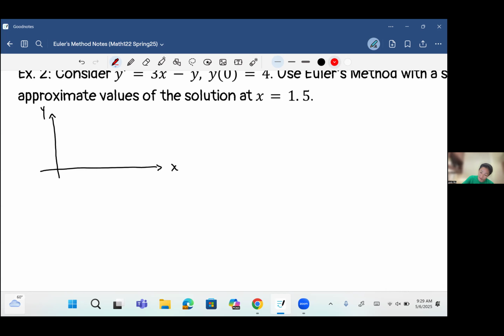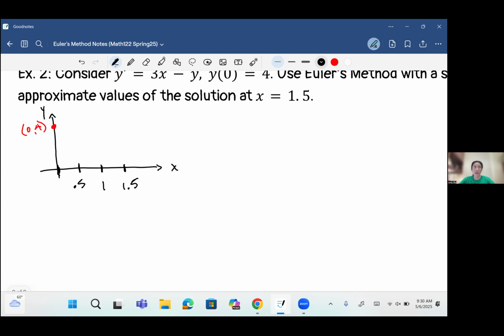So I know that y of 0 equals 4 means that I'm starting at this point 0 comma 4. And I'm using a step size of 0.5. And so I have 0, I have 0.5. How many times do I need to jump by 0.5 to get all the way to 1.5? Well, I go once and I get to 0.5. I go a second time, I get to 1, and a third time, I get to 1.5.